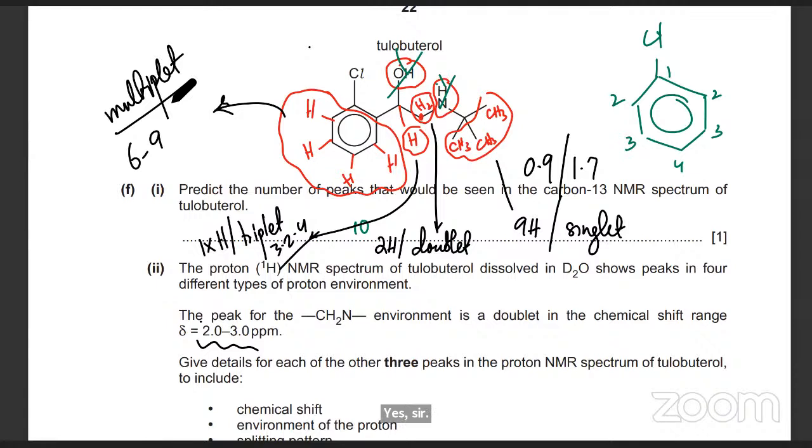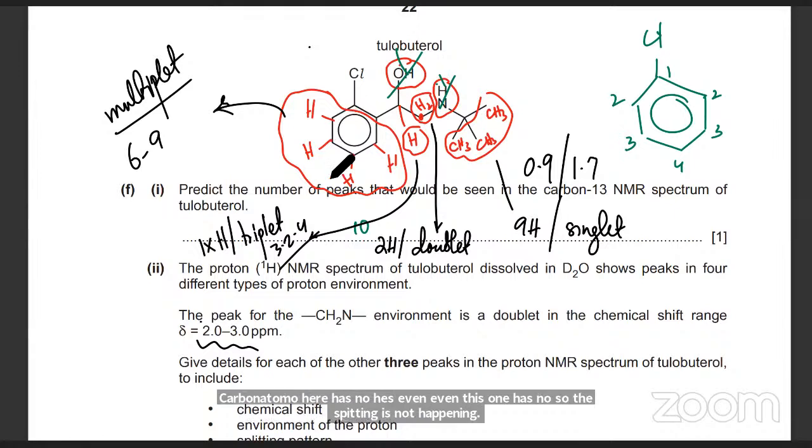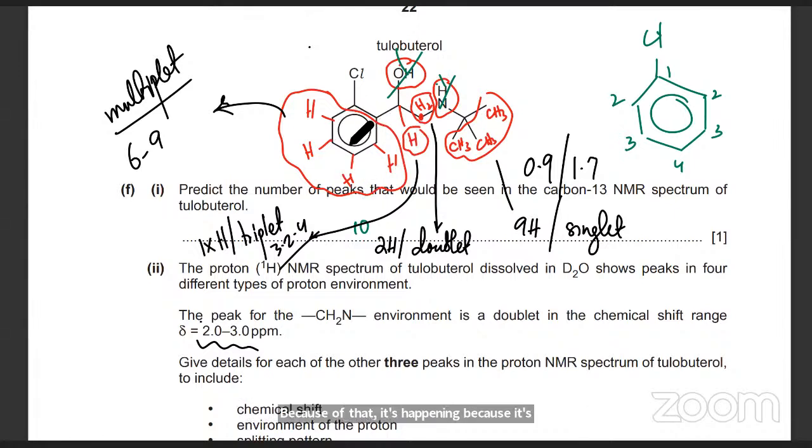So the thing with benzene is that because there's some slight variation, it's usually always a multiplet. It's hard to actually guess what the splitting pattern is for benzene. I'll just check the marking scheme. It's probably going to be a multiplet. Remember, for benzene the neighboring carbon has no H's, even this one has no H's, so the splitting is not happening because of that. It's happening because all the H's are not exactly in the same environment. They're not exactly the same. So let's check this one out.